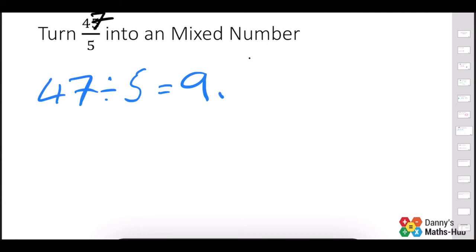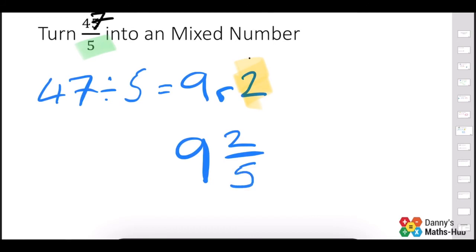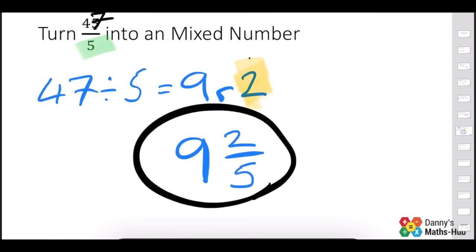If we look at one more example, let's imagine this wasn't 45 over 5. Let's imagine this time, this was actually 47 over 5. So we still do the same routine. 47 divided by 5 is 9, but this time we have remainder 2. Now remember, this remainder becomes a numerator. So we have 9 wholes, and we have 2 left over, and we know that our denominator always stays the same. So we've got 9 and 2/5. And that is our final answer. We've turned 47 over 5 into a mixed number.